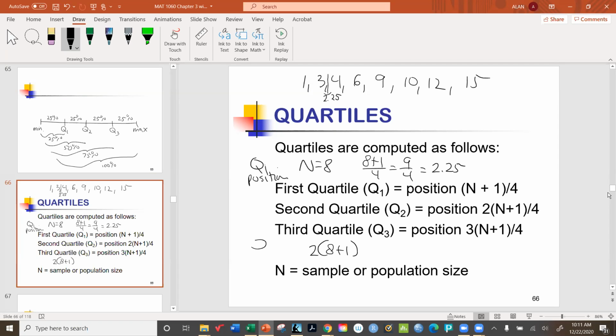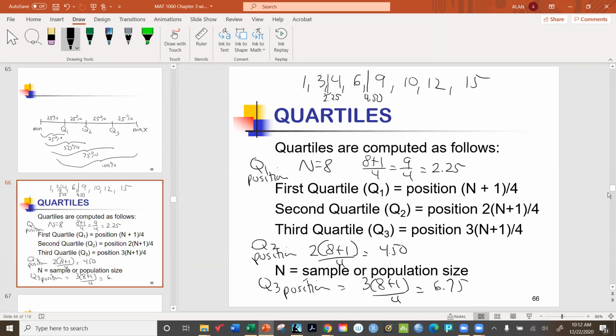The second one is just double that, which is 4.5. Halfway in between the fourth and the fifth element. Okay, and then the third position would be 3 times 8 plus 1 over 4, which is 6.75. Somewhere between here.